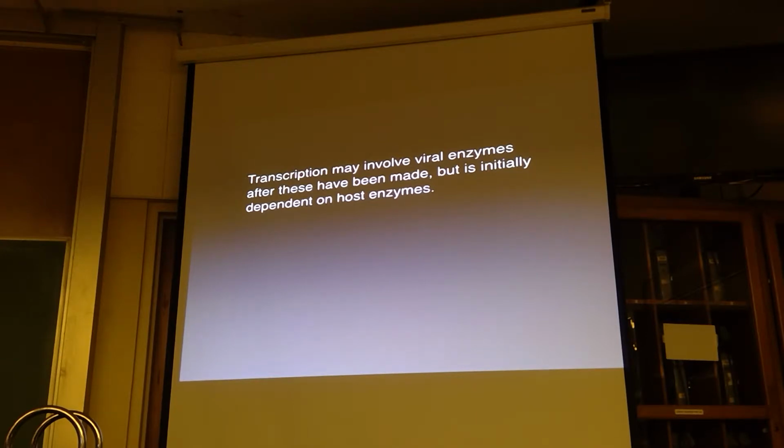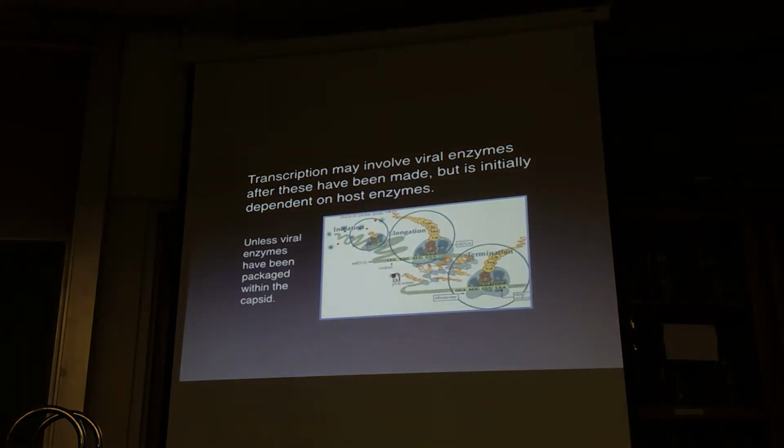So again, initially transcription involves viral enzymes, but then after a while, it starts out using host cell enzymes. After a while, it uses viral enzymes. But translation is absolutely dependent upon host cell ribosomes because viruses don't have them. Now, there is an exception because sometimes viruses come into cells with proteins inside the capsid. But we'll get to that after a bit. Usually bacteriophages don't. Animal viruses often do.